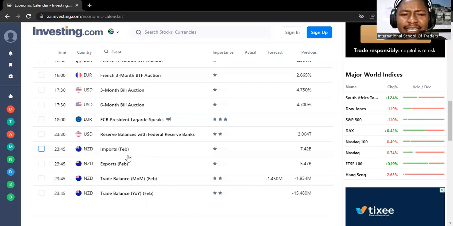Those are the two that are expected to move the markets. And then we do have exports and imports for the month of February in New Zealand. That's going to affect the New Zealand dollar. And then we do have the trade balance. All of these are coming up at 11:45 South African time.